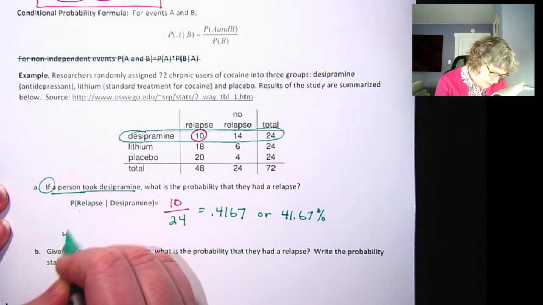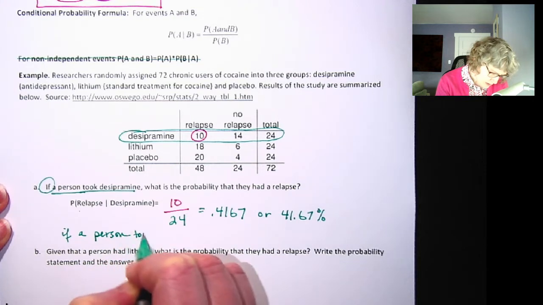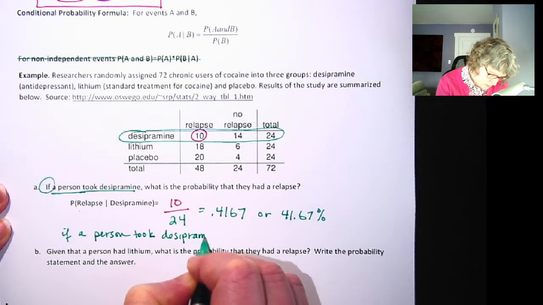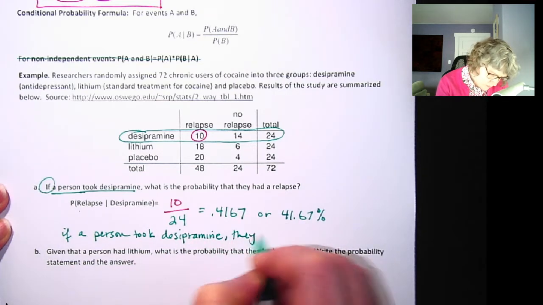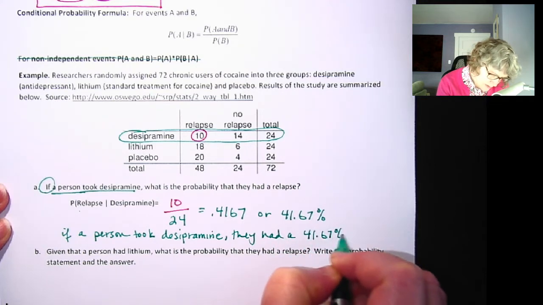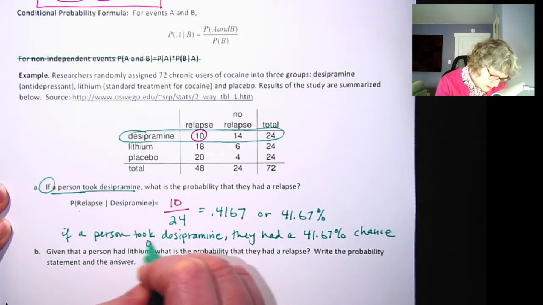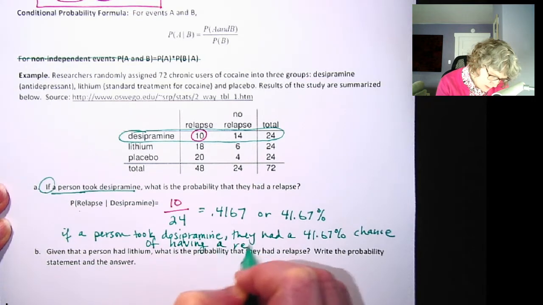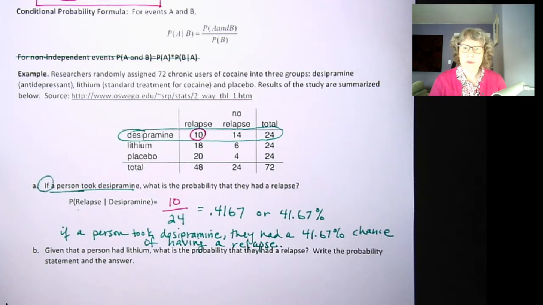If a person took desipramine, they had a 41.67% chance of having a relapse.